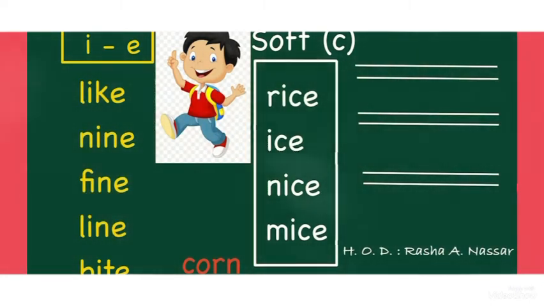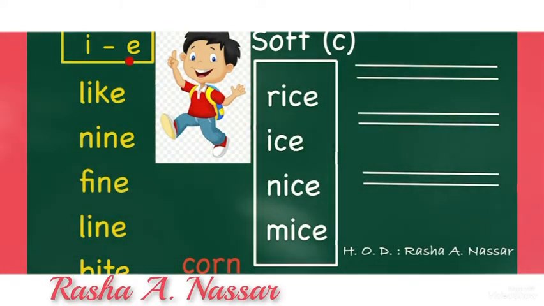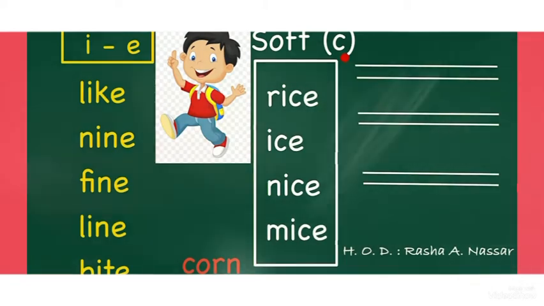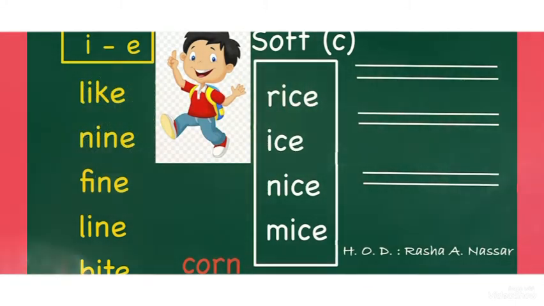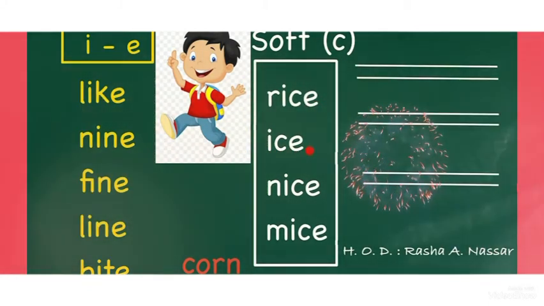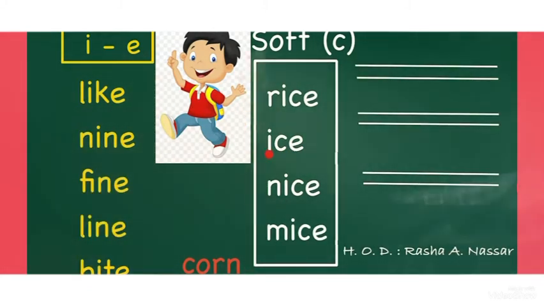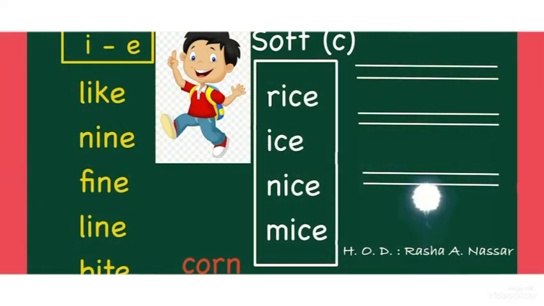So here, let's read the rule of I followed by E with soft C. Let's read the first word. Rice. Why do we pronounce it s? Because it is followed by E. Rice, rice. Very good. And here, ice. The letter I is followed by the letter E at the end of the word. And we see here the letter C is followed by the letter E. So we pronounce it soft C. So it is ice.